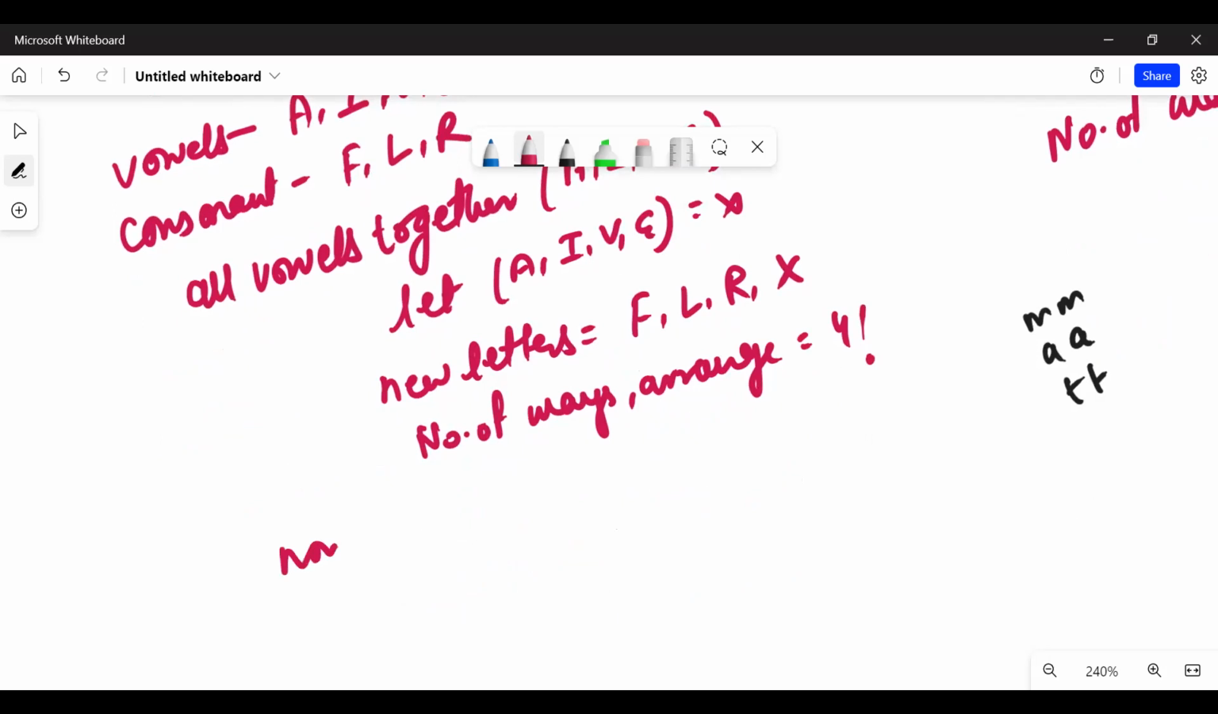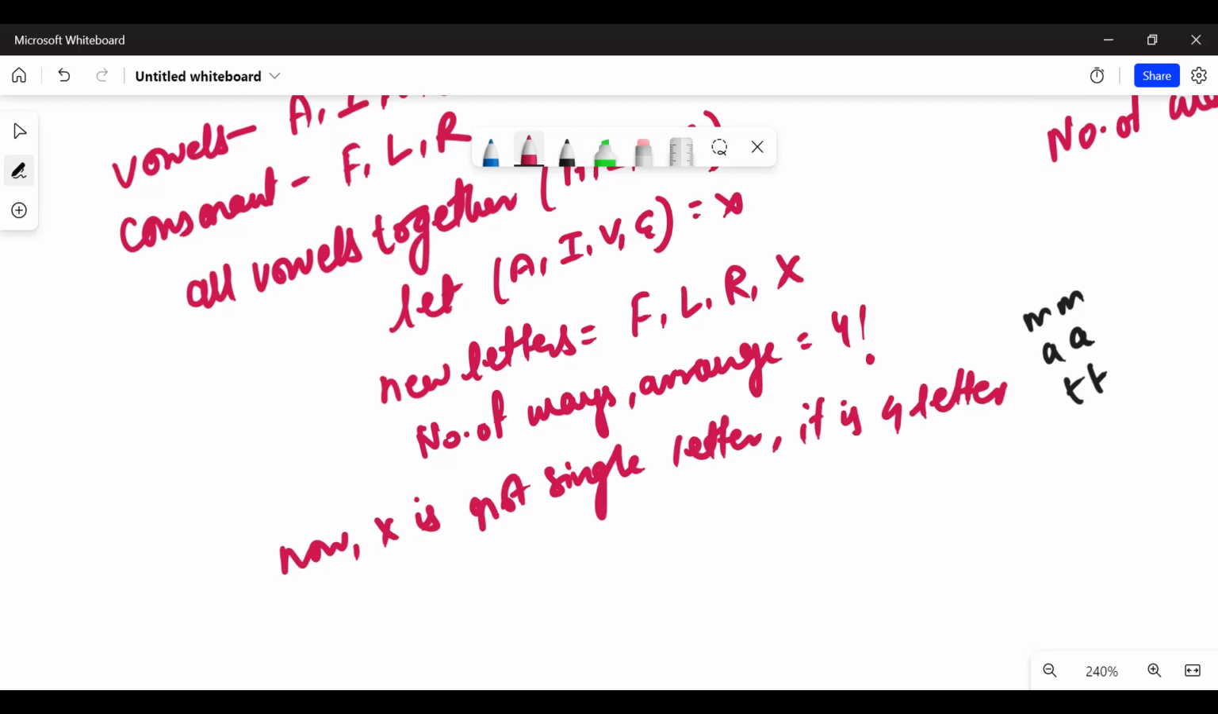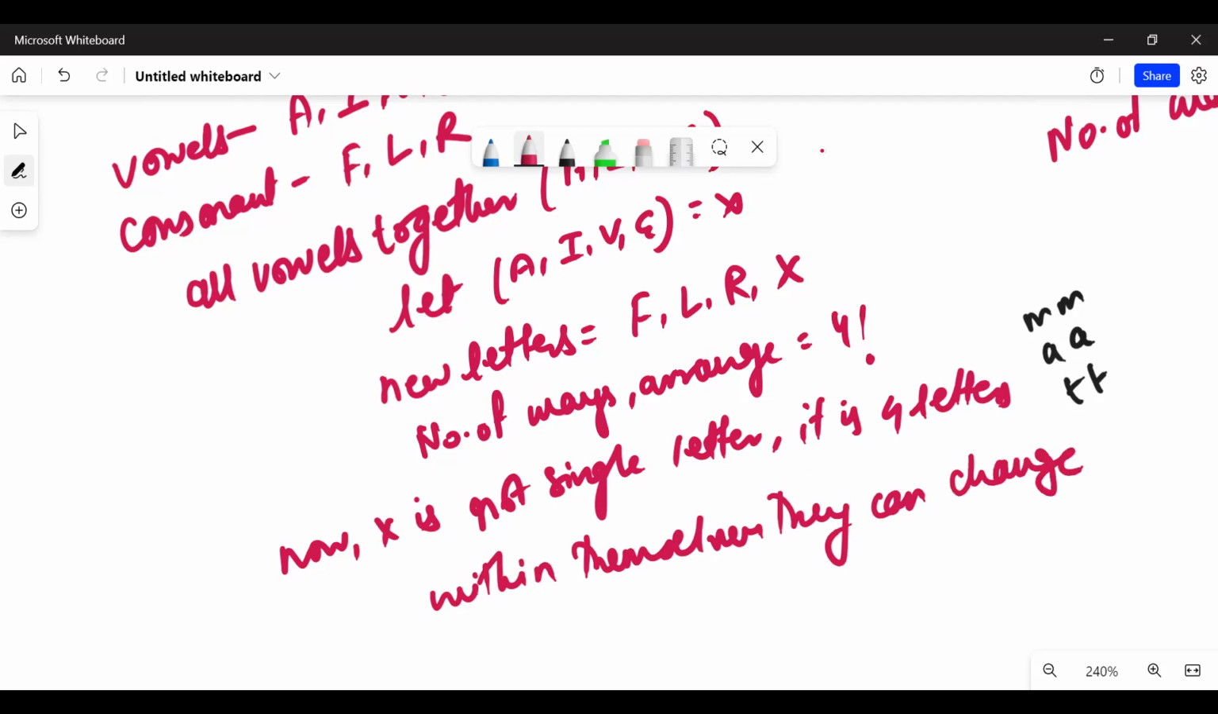No, sir. So X is not a single letter. It is a 4-letter word, all 4 vowels. Within themselves, they can change their place in how many ways? So your X is not X. X is not a single letter. This is 4 letters A, I, U, E.